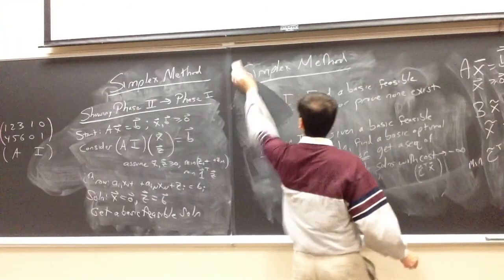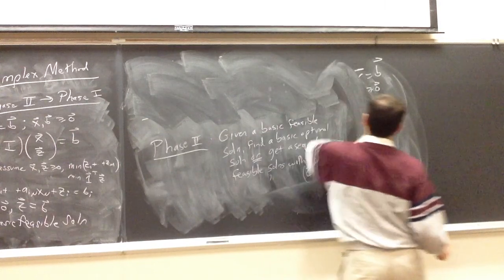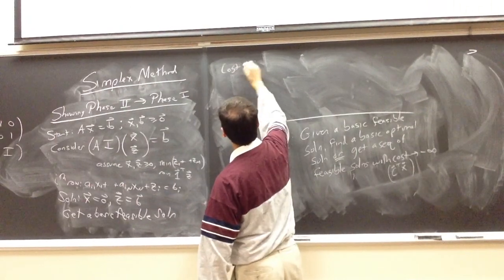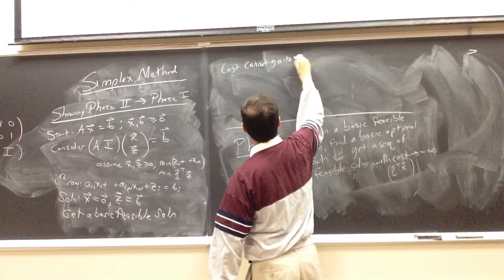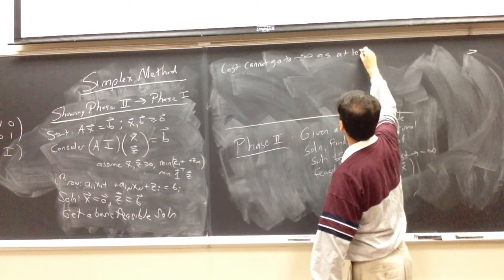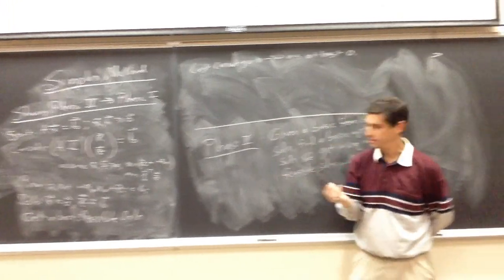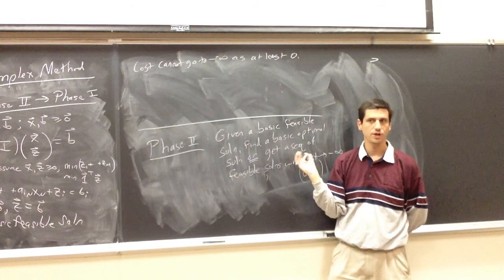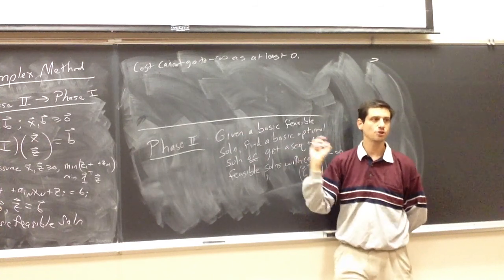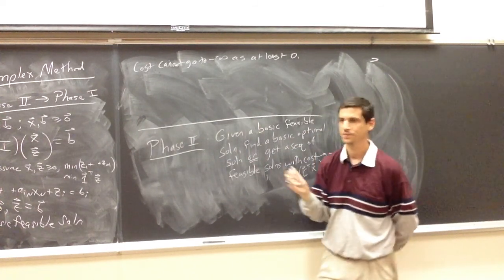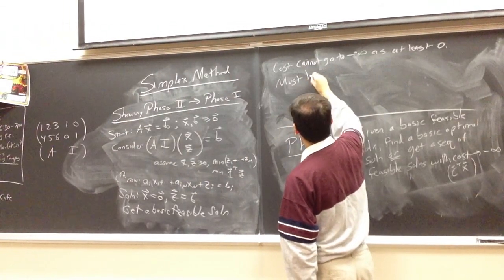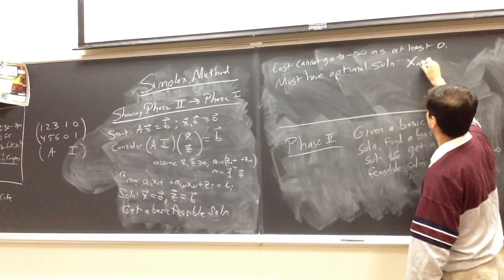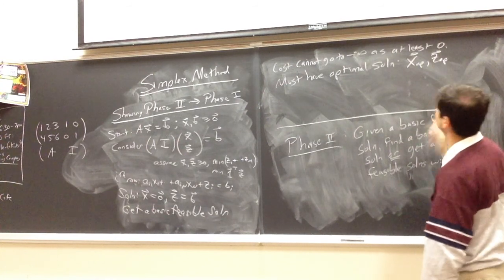All right, so I'll try to keep phase 2 up. Cost cannot go to minus infinity as it's at least 0. Great. So phase 2 tells us that given a basic feasible solution, we either have an optimal solution or we have a sequence of solutions whose cost goes to minus infinity. Since the cost doesn't go to minus infinity, there must be an optimal solution. Let's call it x_OP, z_OP in hopefully obvious notation.